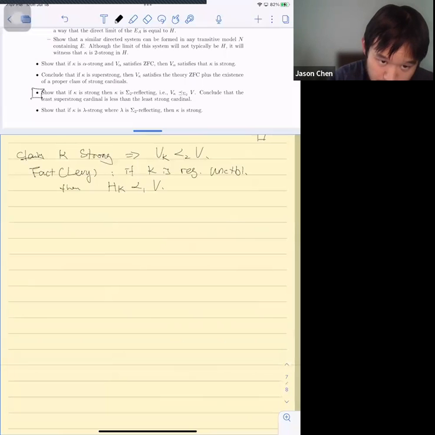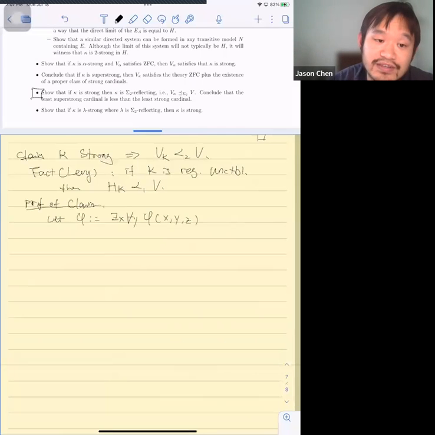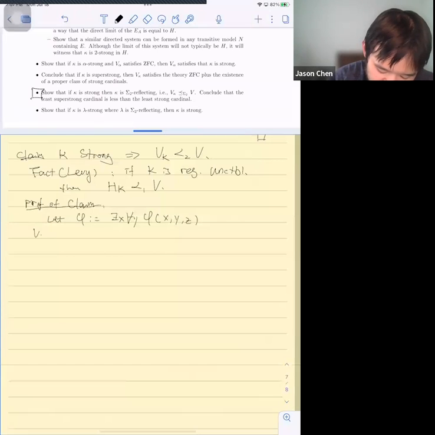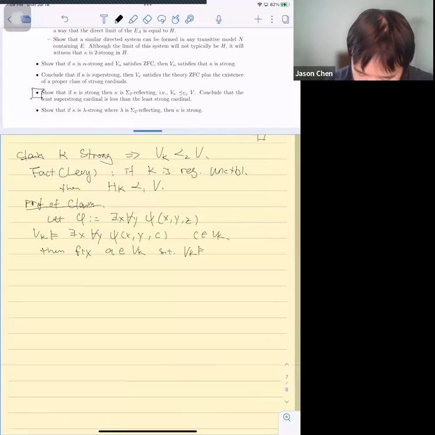we first prove the claim. Proof of claim. Let phi have the form sigma 2: exists x for all y phi(x, y, z) with some free variable z. Right. So now if V kappa thinks exists x for all y psi(x, y, c) for some c in V kappa as a parameter, then fix a witness, right?